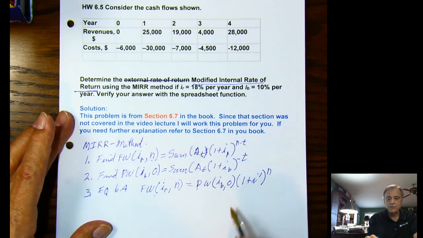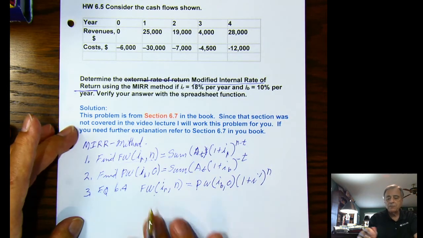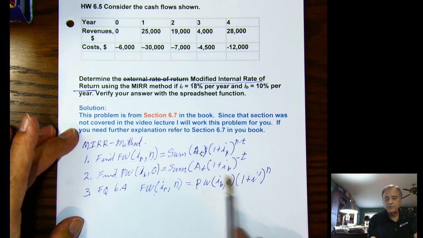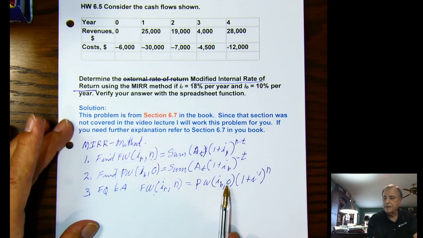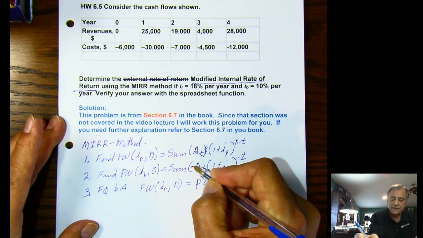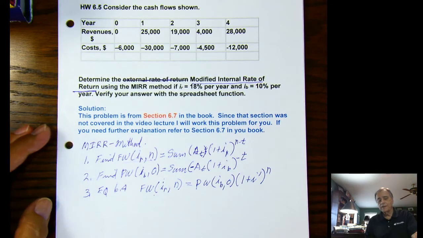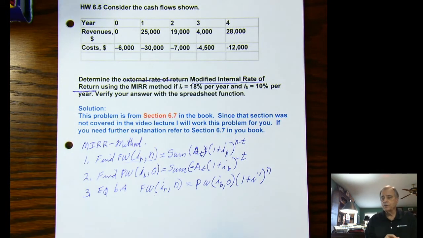Okay, and these were the negative cash flows, present worth of them, but it's going to be a positive number. So these are both going to be positive numbers, even though these were negative cash flows. So we're actually taking the negative of the cash flow, which was a negative number. Okay, so those are the three steps.